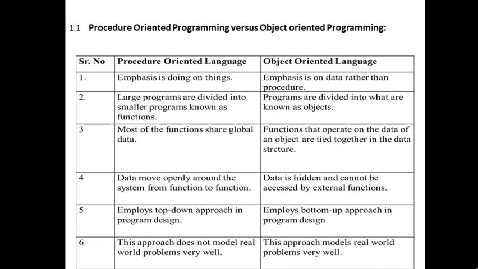Now the second difference: in procedure oriented language, larger programs are divided into smaller programs known as functions. So you can say a procedure oriented program is a collection of functions, while in object oriented language the programs are divided into what are known as objects. In simple words, you can say object oriented programs are collections of objects.